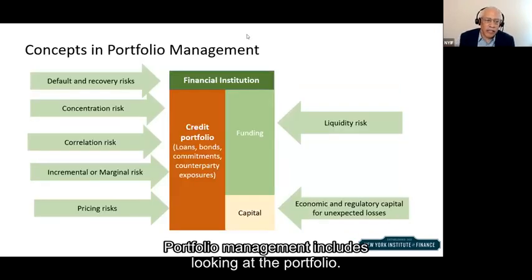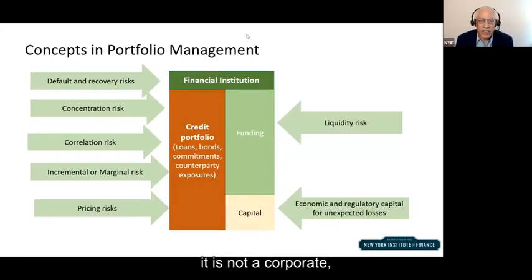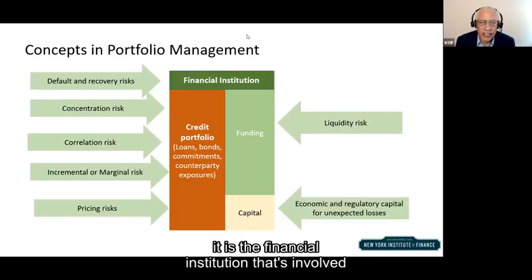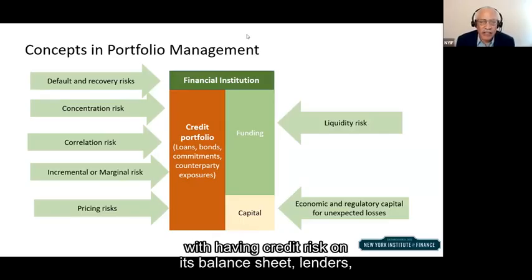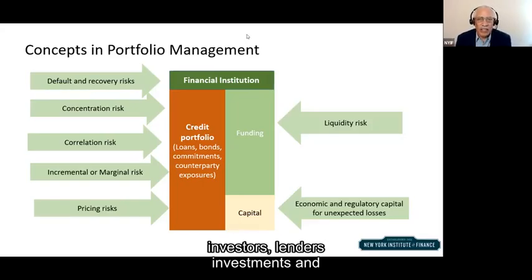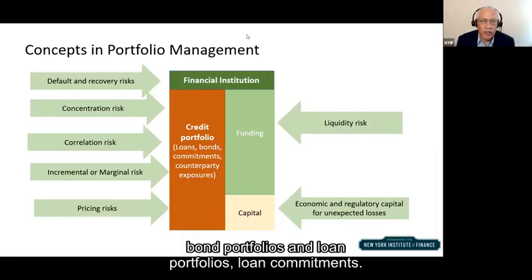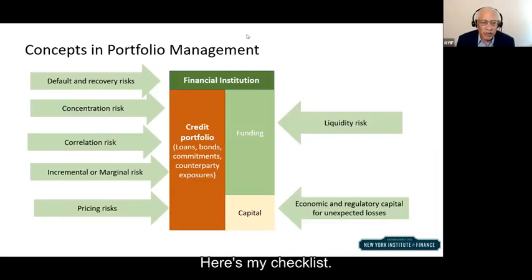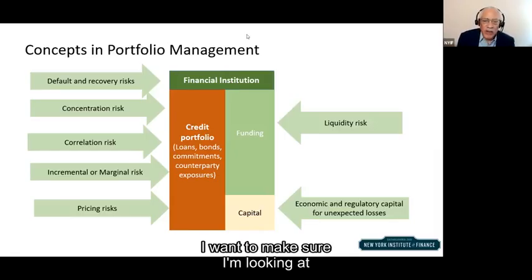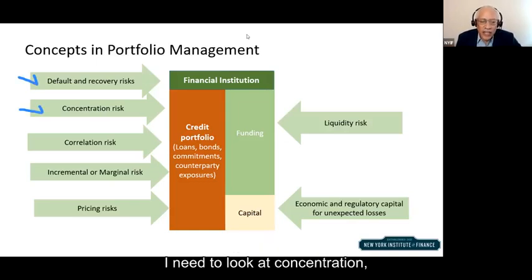So portfolio management includes looking at the portfolio. This balance sheet, again, is not the corporate, it is the financial institution that is involved with having credit risk on its balance sheet: lenders, investors, investments in bond portfolios and loan portfolios, loan commitments. And so here's my checklist. If I'm looking at a portfolio, I want to make sure I'm looking at overall default and recovery risk. I need to look at concentration. I need to look at correlation.